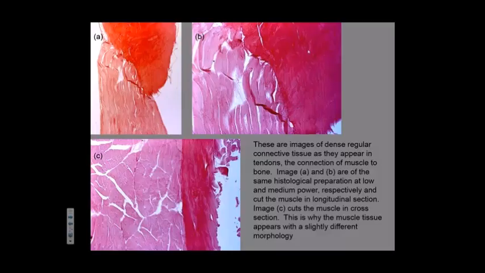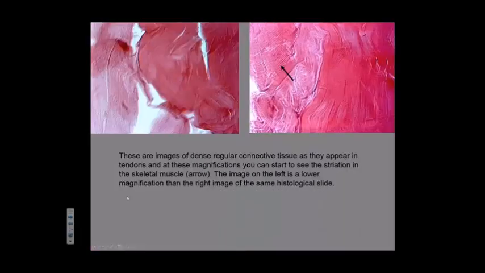And I know this is dense regular connective tissue because this is skeletal muscle. Here it is, skeletal muscle cut longitudinally, here and here. Here it is cut cross-sectionally. And later on, you'll be able to recognize it for what it is. It just takes looking and more practice, looking.